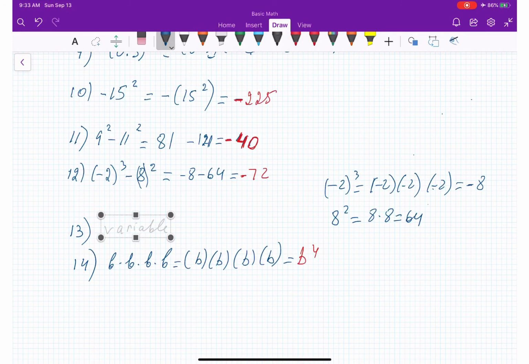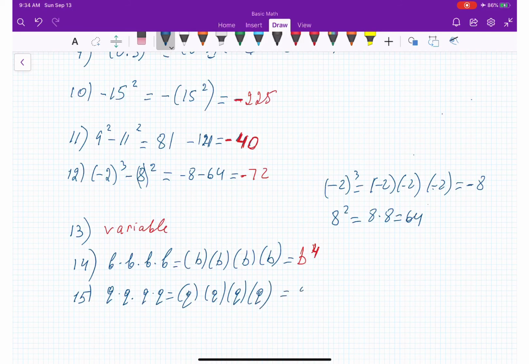Next. Moving to question 15. Q times Q times Q times Q, or Q, Q, Q, Q. It's going to be Q to power 4. Because there are 4 of them, right?